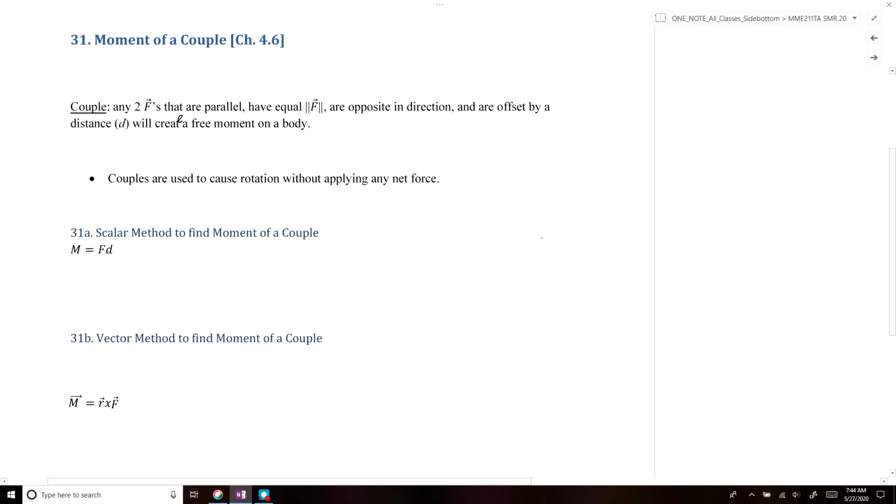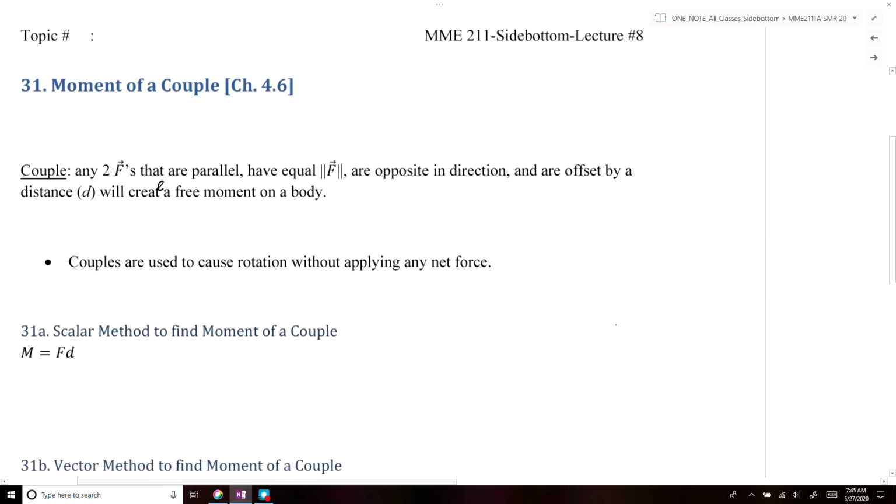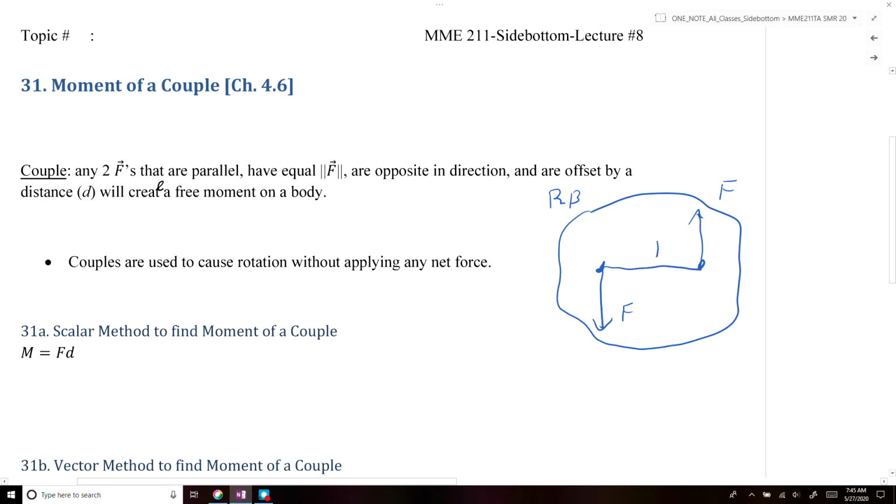In this video, we're going to introduce the concept of couple moments. Couple moments are caused by, if you have any rigid body, here's our rigid body, and we have two forces that are equal and opposite. I have one force here, and then another force going in the opposite direction here, and they're separated by some distance, which we'll call distance d.